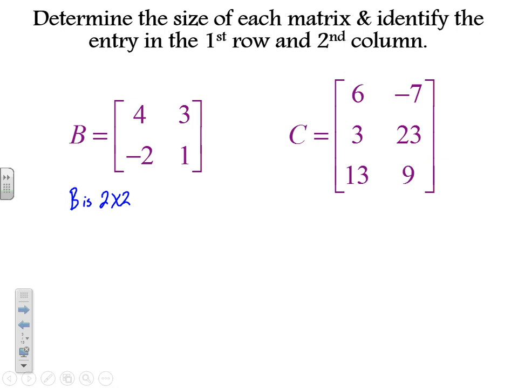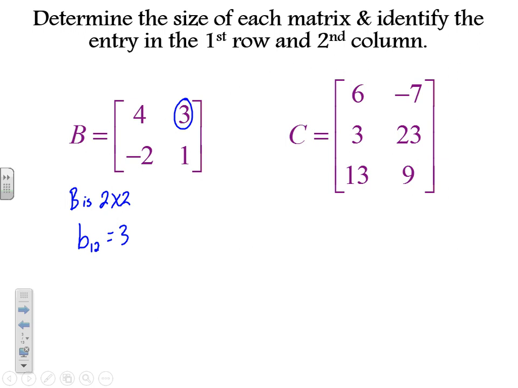So what we're asked to identify is what is in the first row and the second column. So in the first row, second column, we have a 3. So B of 12, we would say, well, that's a 3.